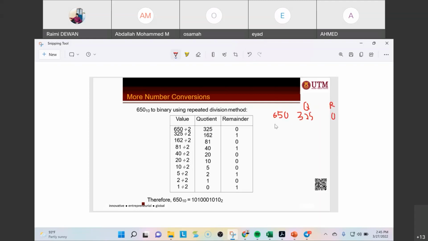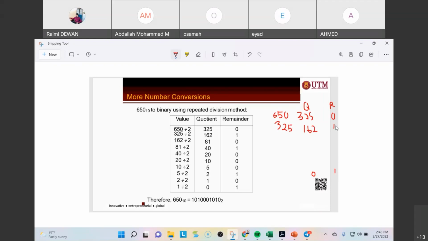Then you proceed with this 325, divide by 2. So you will have 162. Do you have any remainder? Yes, you have a remainder. This one you just input in the calculator. You continue until the quotient is 0, and the remainder can be any value. When you finish, like in this case, it is 1.